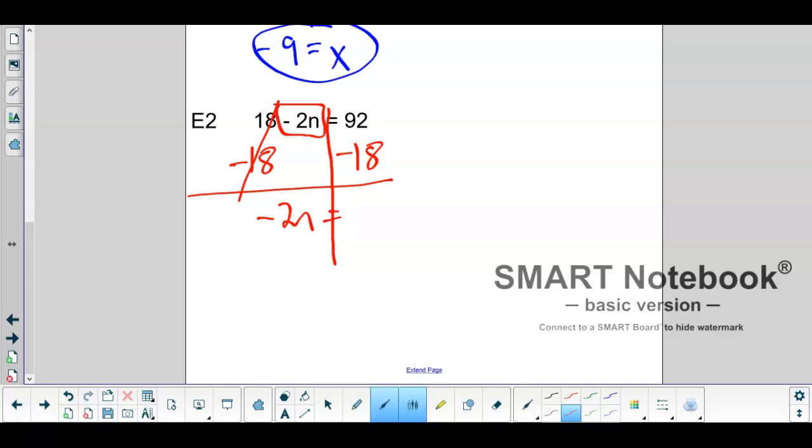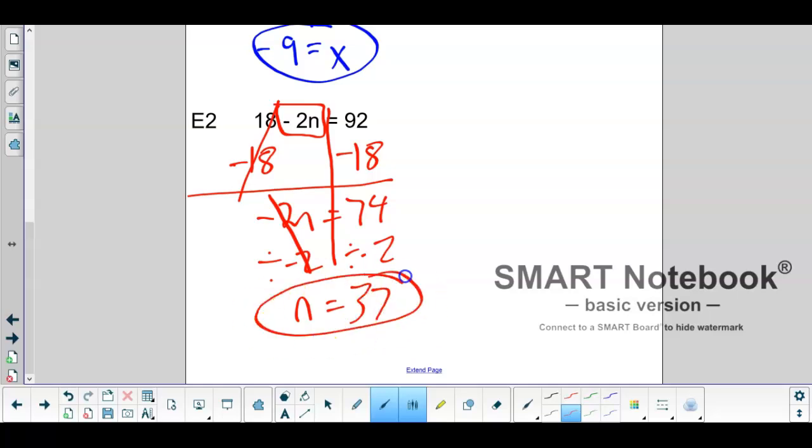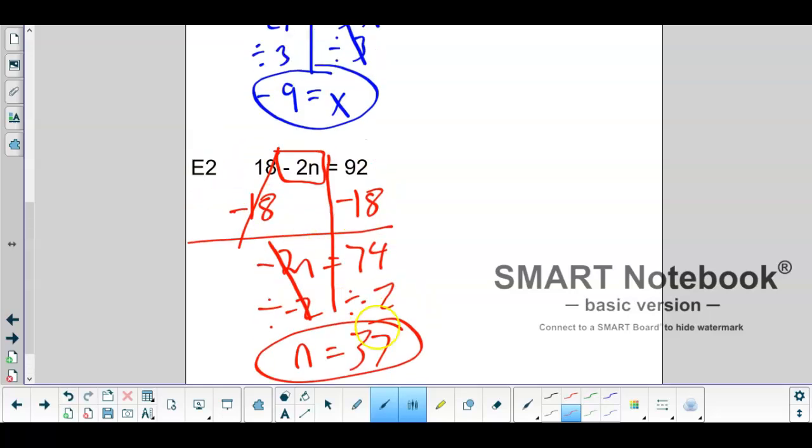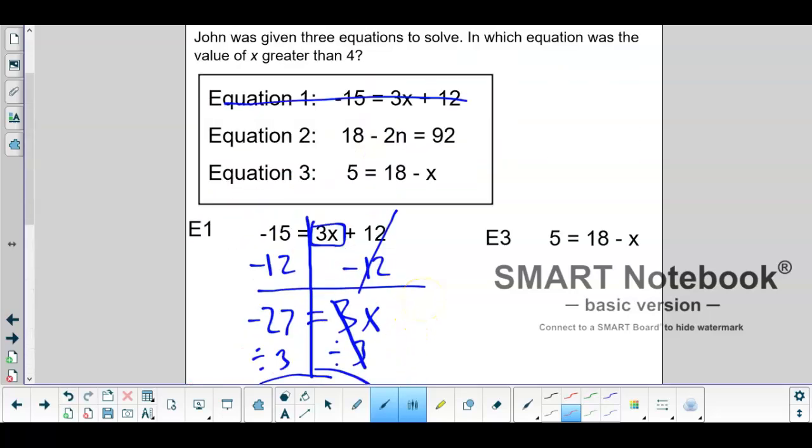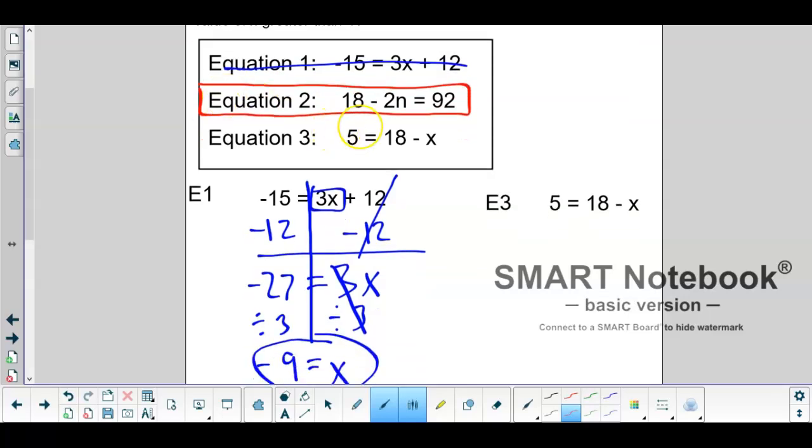92 minus 18 would be 74 in a calculator. Again, I have negative 2 times n. The opposite of that would be to divide each side by negative 2. Again, the negative 2s will cancel out and leave us with positive n. 74 divided by 2, n would have to be 37. So equation number 2 gives us 37. That would be an answer greater than 4, but let's make sure that we did equation number 3 and that there were not 2 answers.